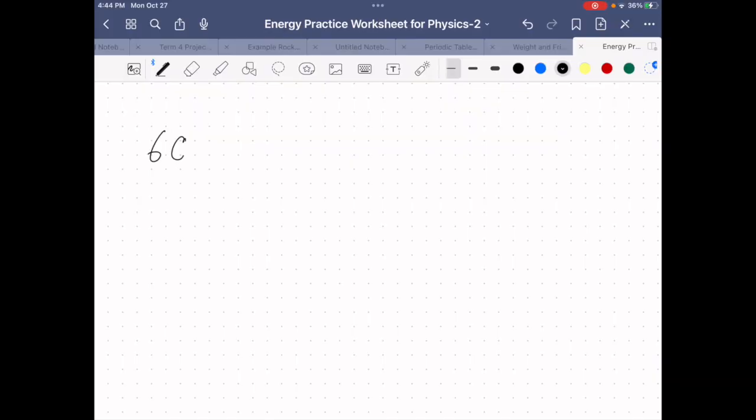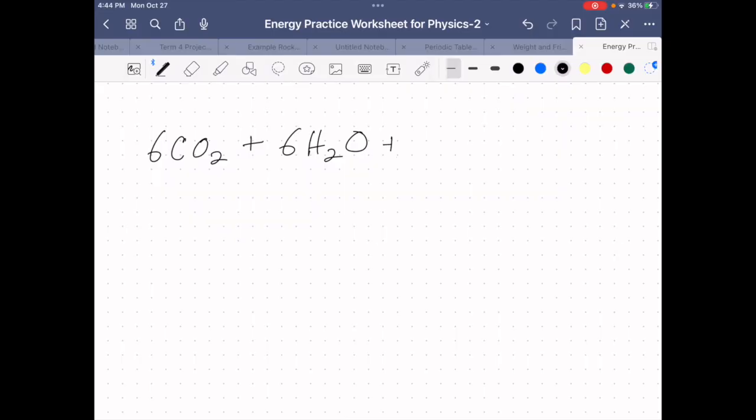What about another common one? Photosynthesis in leaves. This one's really kind of interesting. To do that, we would say we're going to take 6 carbon dioxide. You remember that plants like carbon dioxide, right? And we're going to add that to 6 water. What does a plant need to live? Water and sunlight. So we're going to say plus some energy.